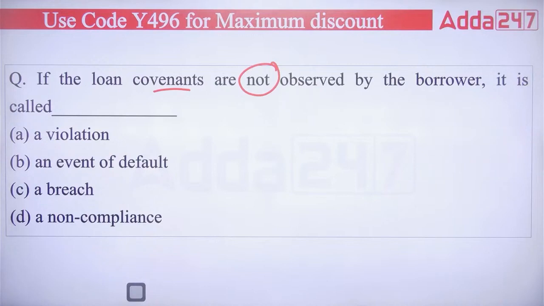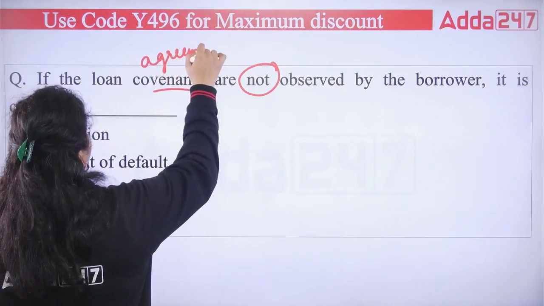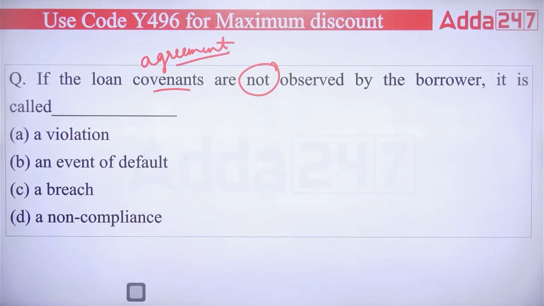It's a kind of a loan agreement, you can call it. A legal document with certain terms and conditions. If that has not been checked by the borrower, then it is called what? A violation, an event of default, a breach, a non-compliance. A, B, C or D.